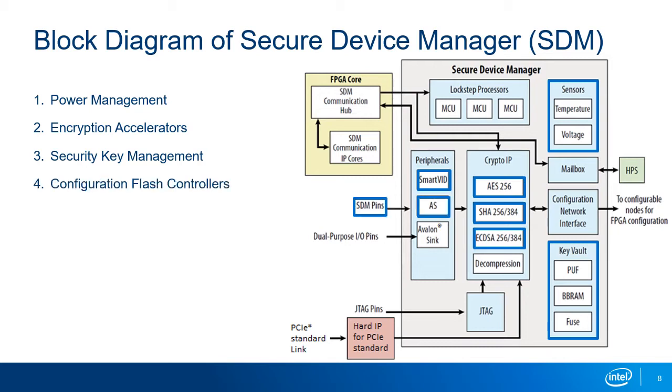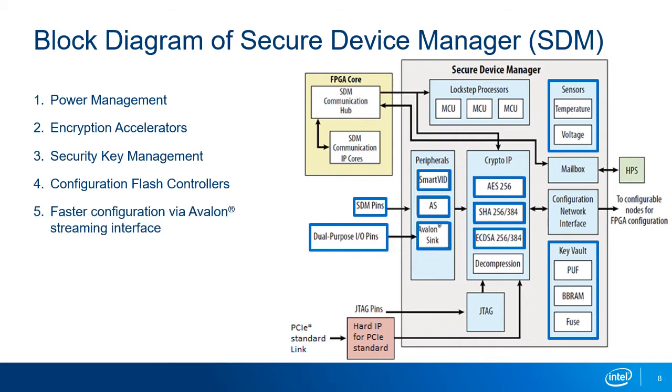The configuration flash controllers enable the active serial configuration scheme via dedicated SDM pins. The Avalon streaming interface configuration scheme is enabled via dual-purpose I/O pins. A fixed PCIe hard IP block within the Agilex device supports configuration via protocol, which is the fastest passive configuration scheme.